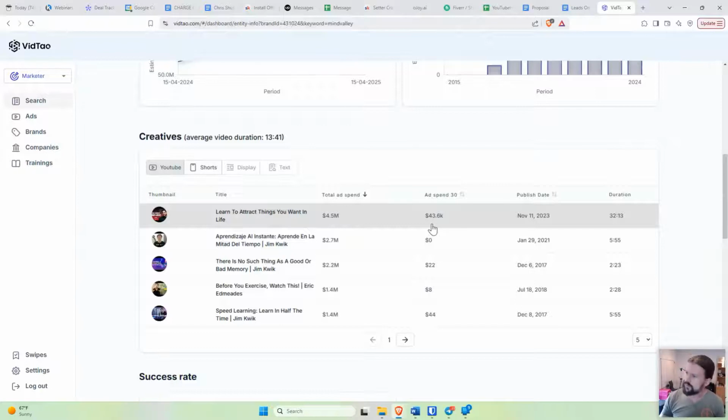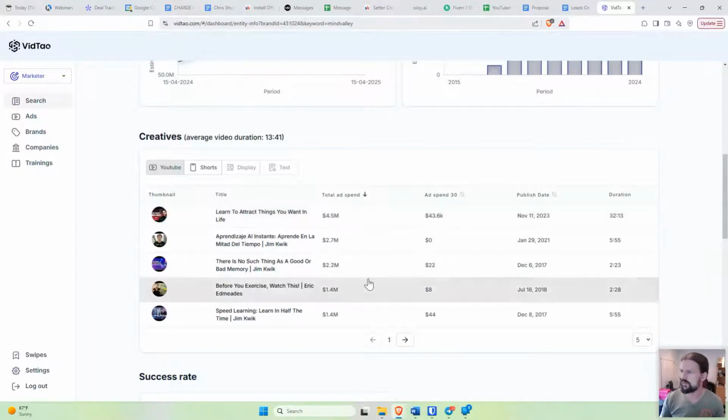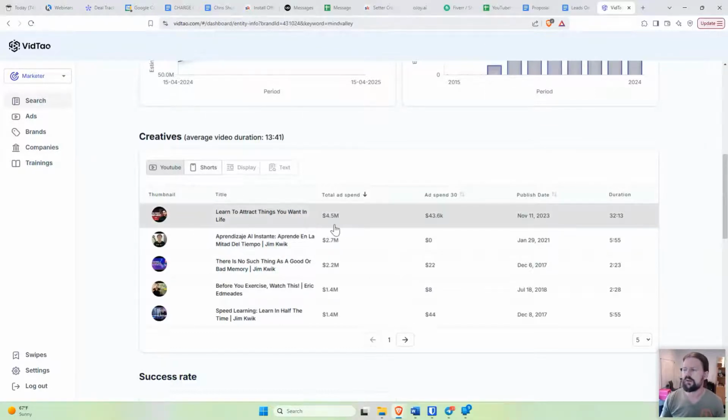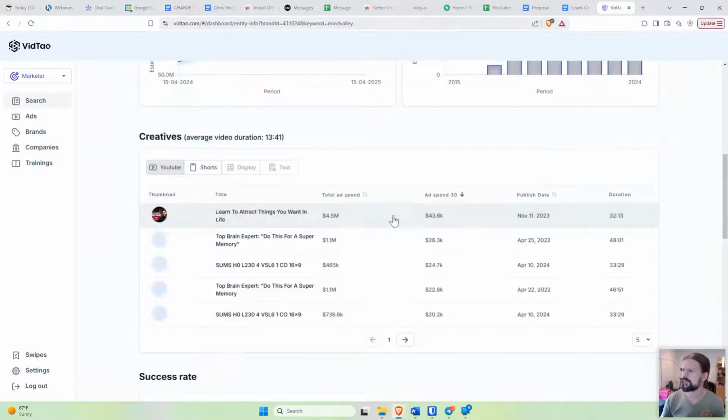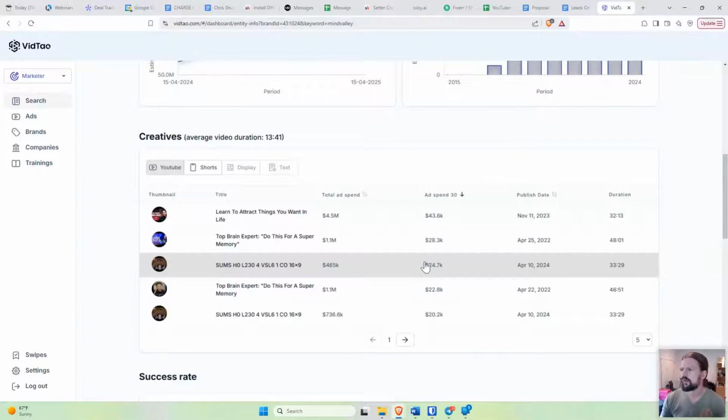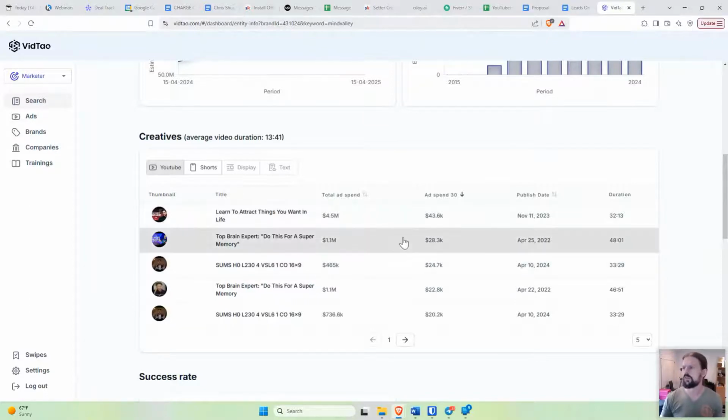But if you see an ad like this, that's spent $4.5 million and they continue spending money on it, well, clearly it's working, because otherwise they would have shut it off a long time ago. They don't spend $4.5 million on an ad that's not working. So once I identify that, I usually like to sort by this one. I like to see ad spend 30 and see which ones they're spending the most on now.